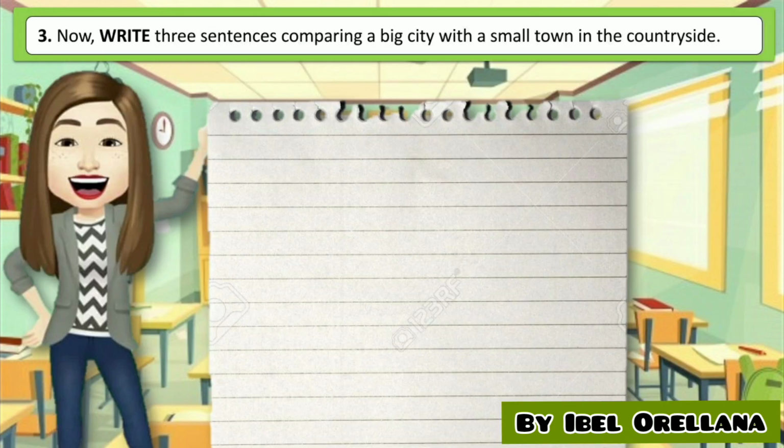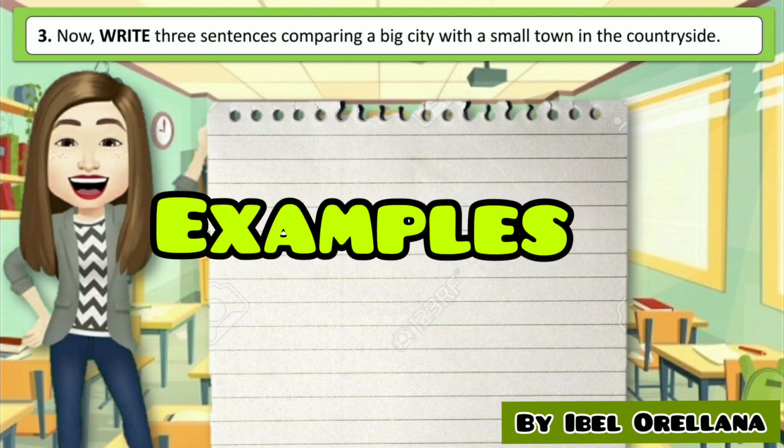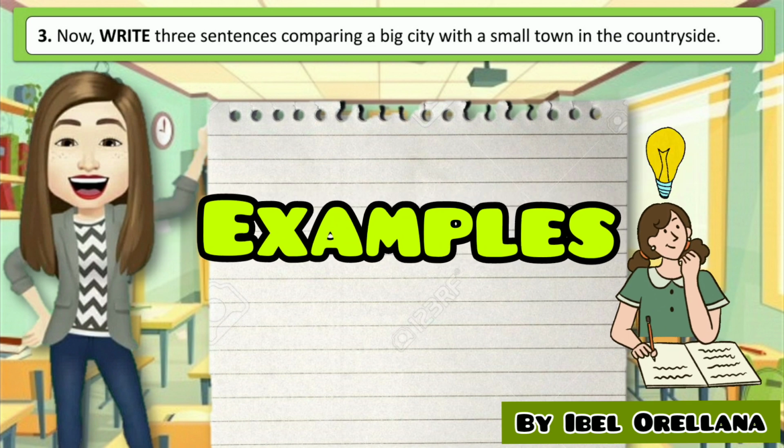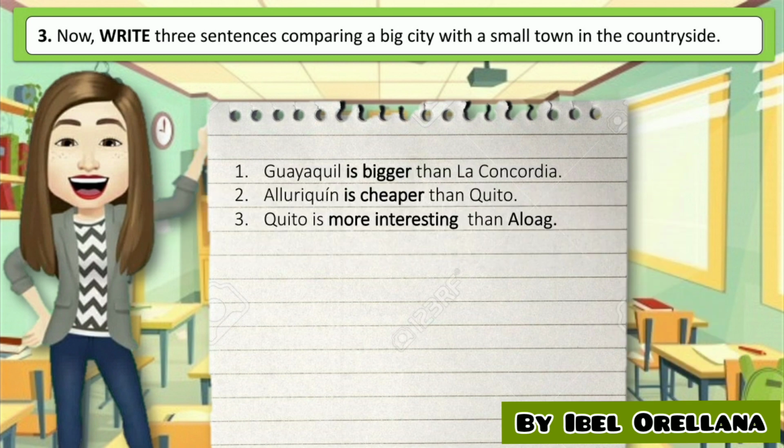Activity 3. Now write 3 sentences comparing a big city with a small town in the countryside. I am going to present you some examples, but remember that you have to write according to your own ideas. Number 1. Guayaquil is bigger than La Concordia. Number 2. Ayuriquín is cheaper than Quito. Number 3. Quito is more interesting than Aloha.